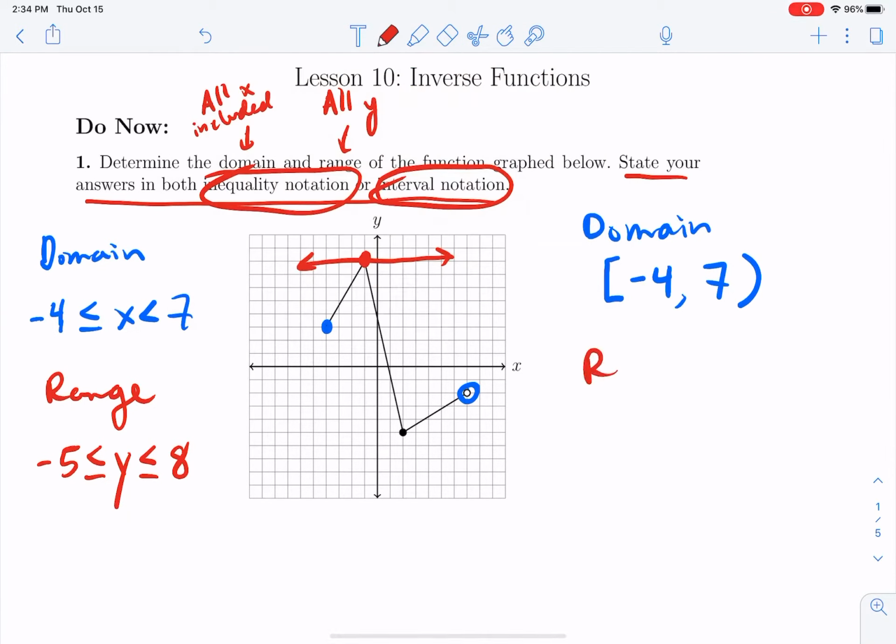All right, next we have our range. Notice that for my range, both the lower limit and the upper limit are included. So our range extends from -5 to 8, and both of those bounds take brackets.